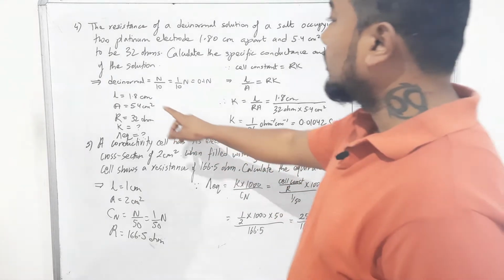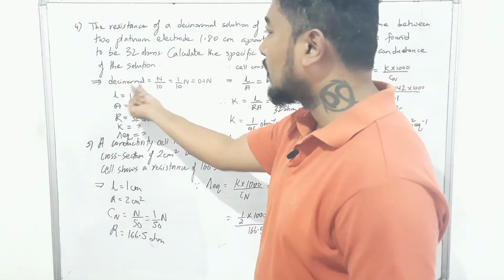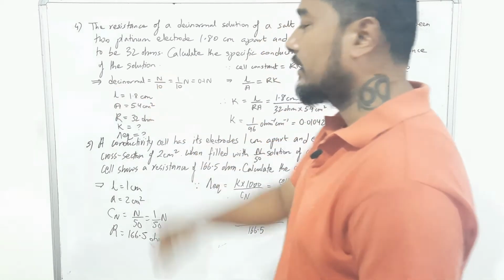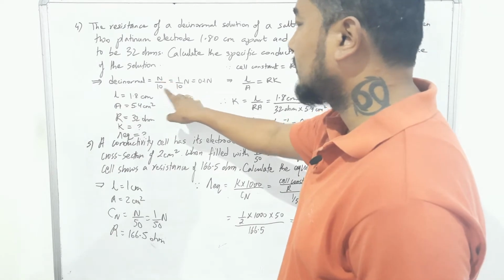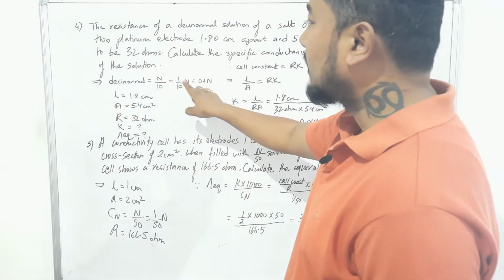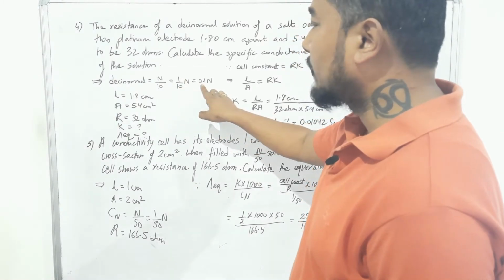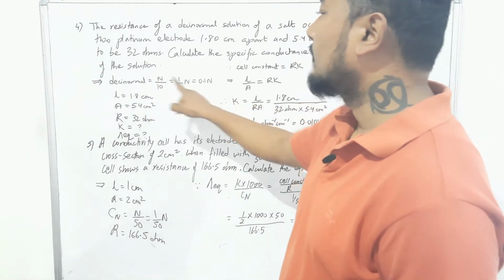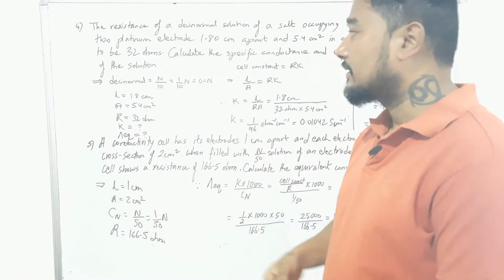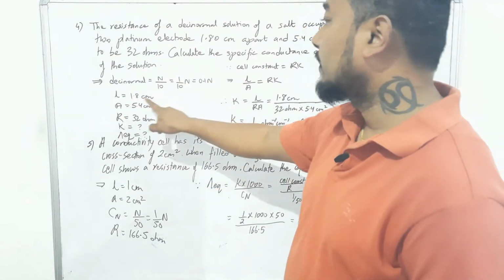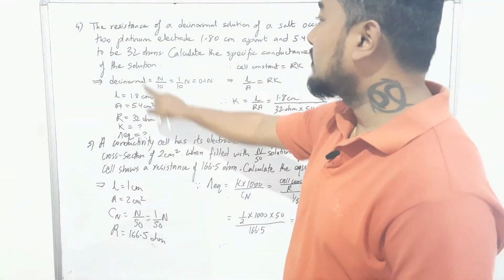So you can see out here, decinormal actually means N by 10. Normal means normality, symbol capital N, and deci means upon 10. We can write this as 1 upon 10 N. So 1 upon 10 will give you 0.1, and N is N. So the value of decinormal actually is 0.1, and this is the value of concentration in normality, represented by Cn. Length is given 1.80, so you can simply write 1.8. Area is given 5.4, and resistance is given 32 ohm.